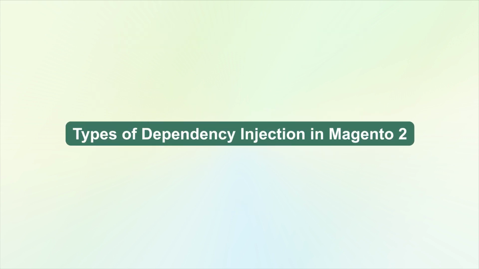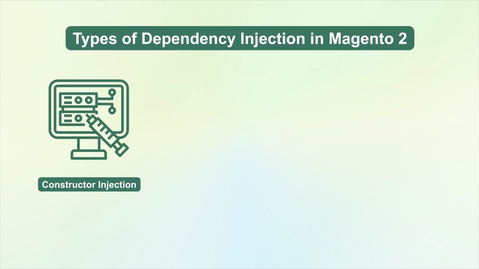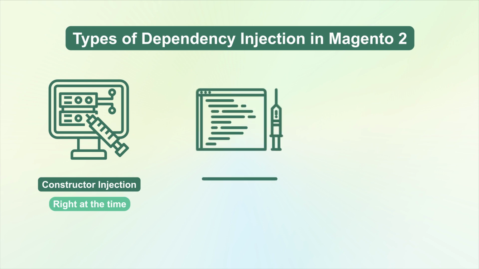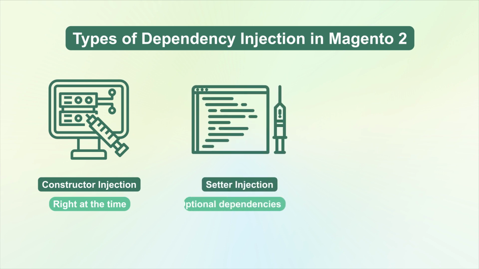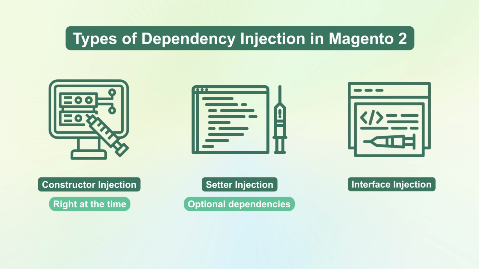Now, let's dig into the different ways you can inject dependencies. Constructor injection: injecting dependencies right at the time of object creation. Setter injection: ideal for when dependencies might be optional. Interface injection: keeps your code flexible by using interfaces for dependency management.